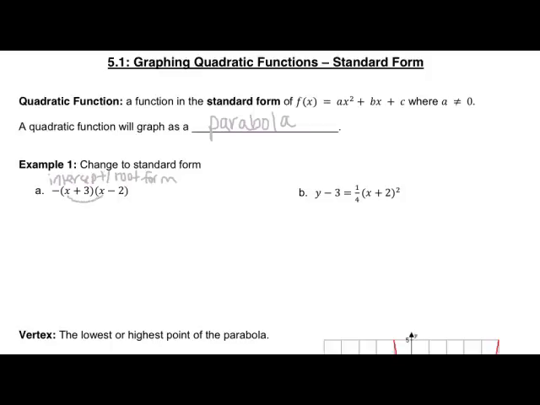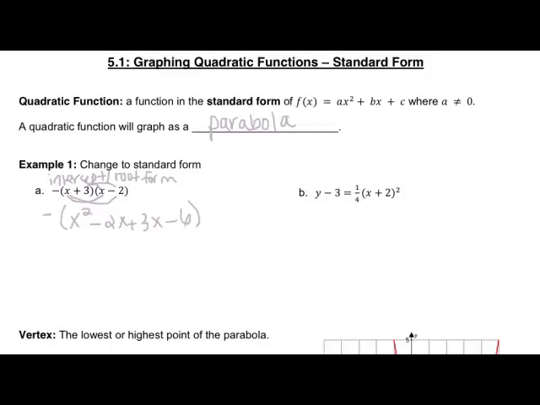So we're going to do x times x. Again, our negative is on the outside. So we have x squared. X times negative 2 is negative 2x. 3 times x is 3x. And 3 times negative 2 is negative 6.